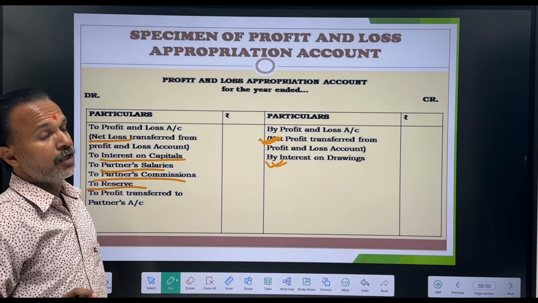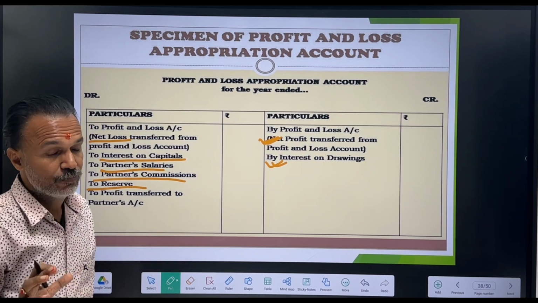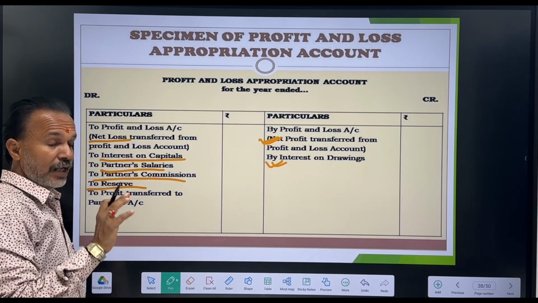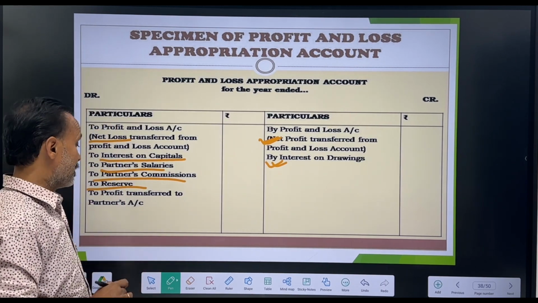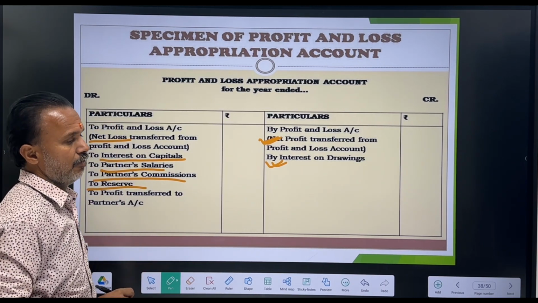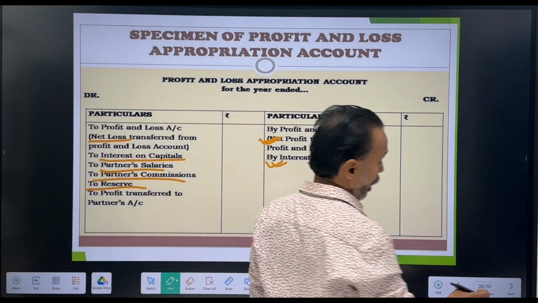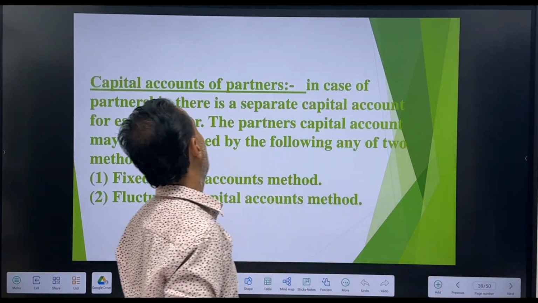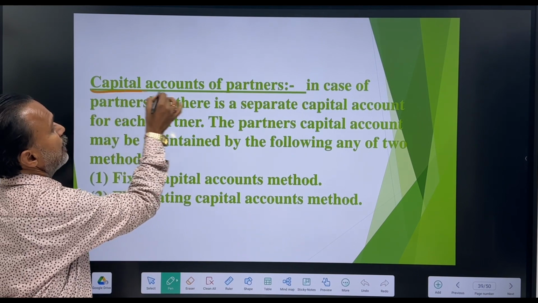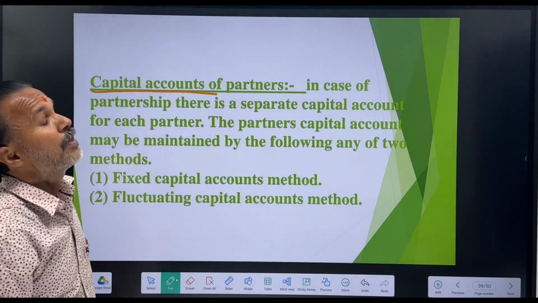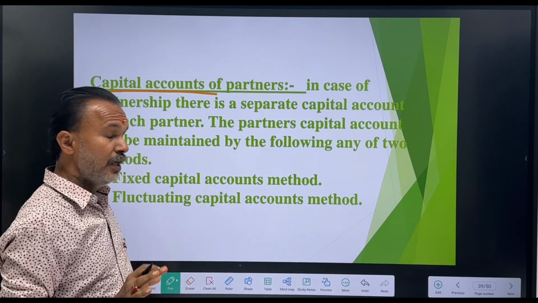If the partner's capital account is fixed, then the profit is transferred to partner's current account. If the capital account is fluctuating, then the profit is transferred to partner's capital account. Second account that is prepared by us is called partner's capital account. In the case of partnership, there is a separate capital account for each partner.